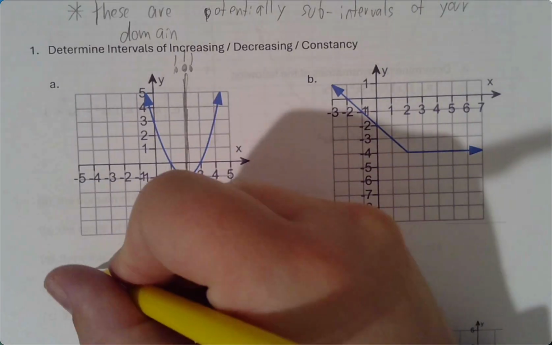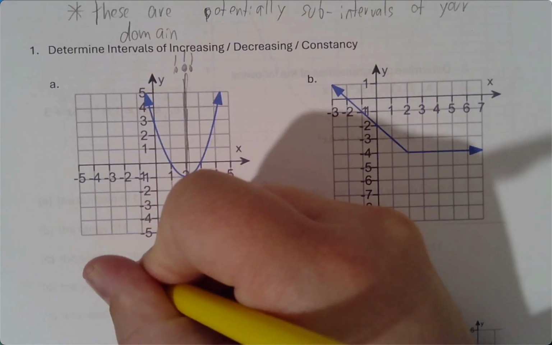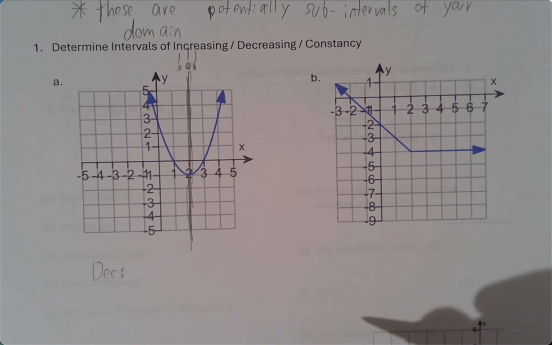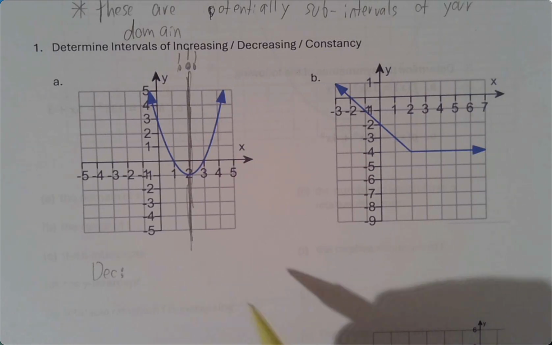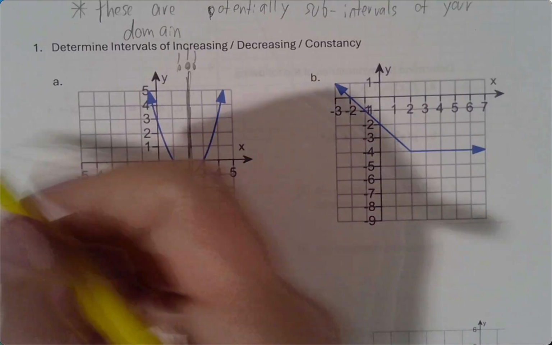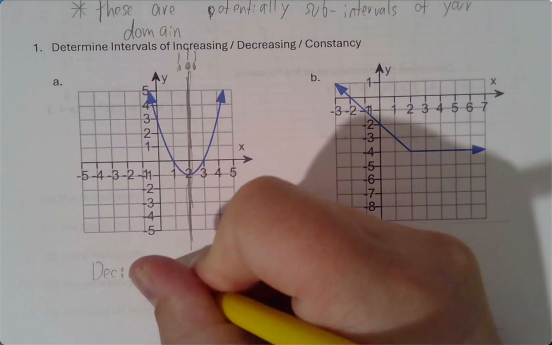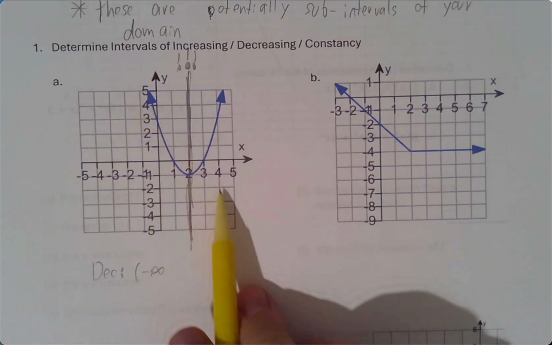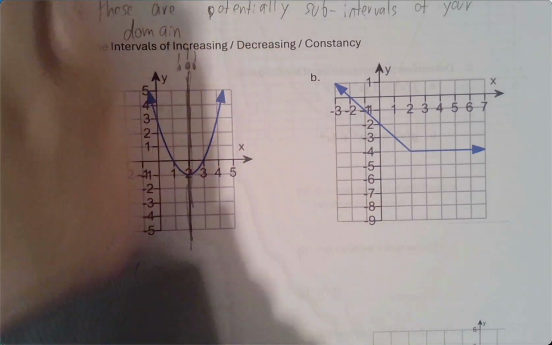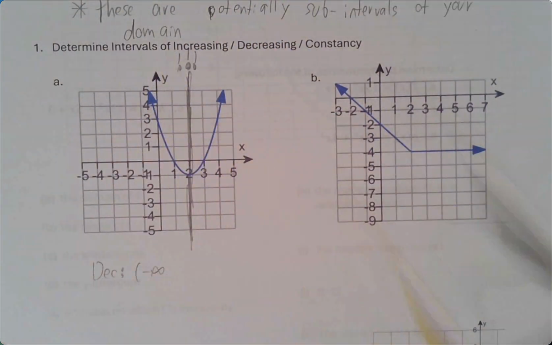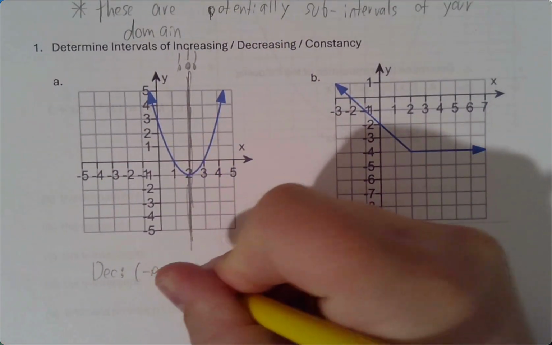So what we're going to do is say this graph was decreasing, and here was the subinterval that it was decreasing on. Well, technically, as long as this graph goes left forever, it was decreasing. I only start to see it once I get here, but because it was doing this, it's decreasing that whole entire time from left to right, all the way until I get to 2.